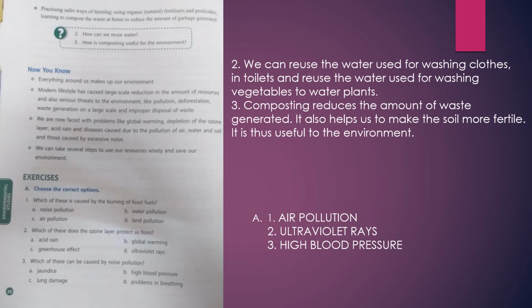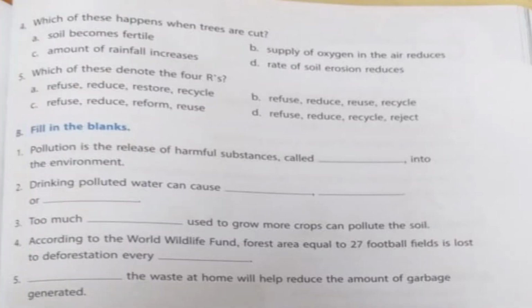Then the 4th question. Which of these happens when trees are cut? Answer is supply of oxygen in the air reduces. 5th one. Which of these denote the 4 R's? Which are the 4 R's? Yes, refuse, reduce, reuse and recycle.